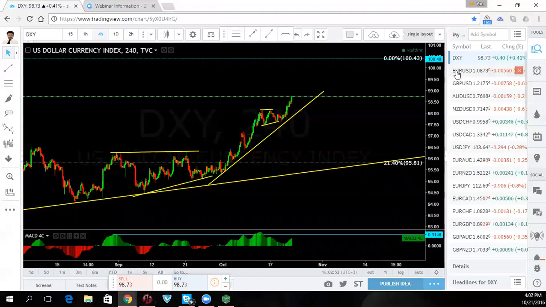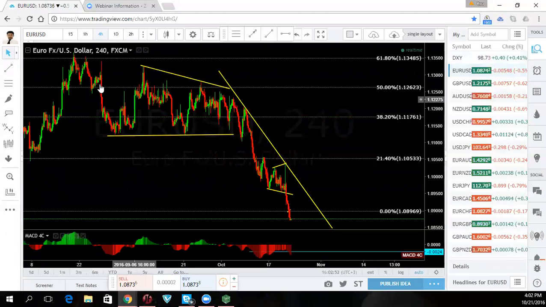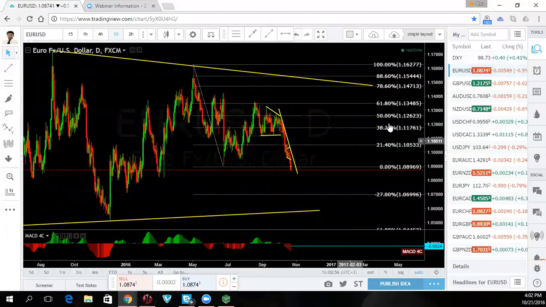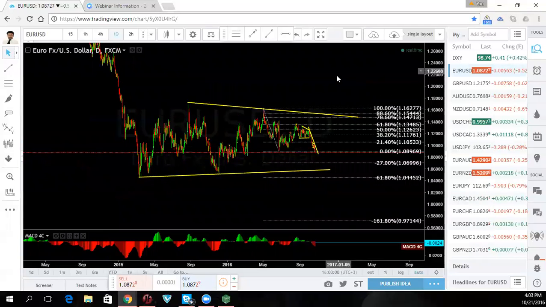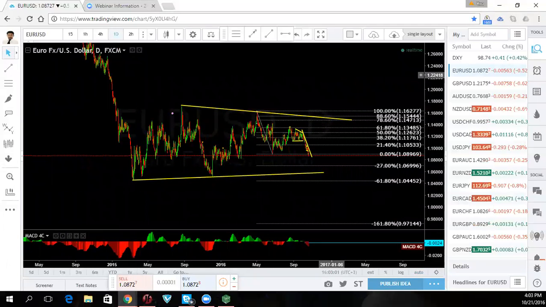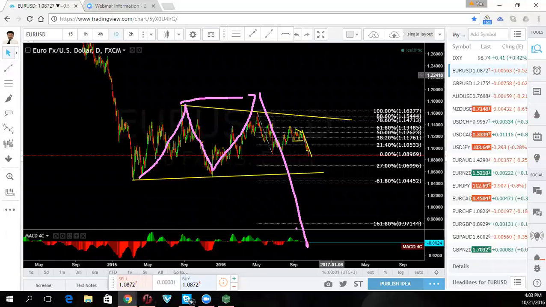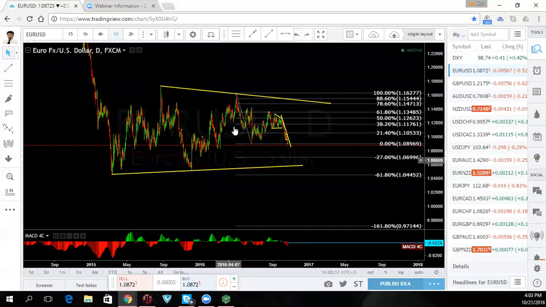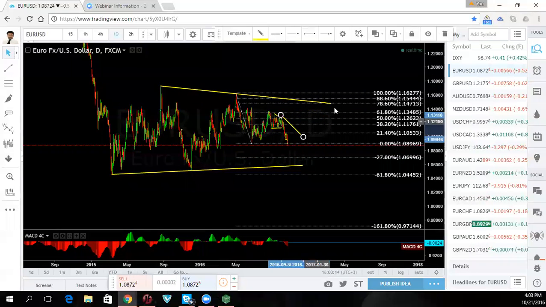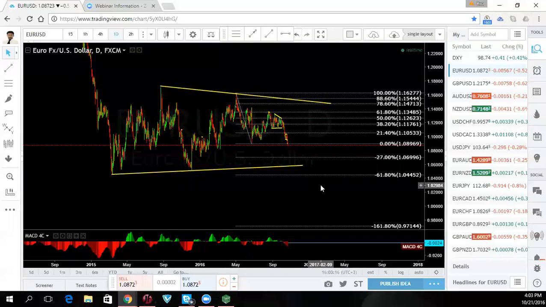Go to the euro. Euro is in this daily structure, and with structures like these you have to be careful. Remember, what we were looking for in the euro was an A, B, C structure, breaking the top of the A and then coming down. We didn't get that. So now we still have a 3-wave structure. The problem with this now is, what is this structure doing? Where will this structure go to?